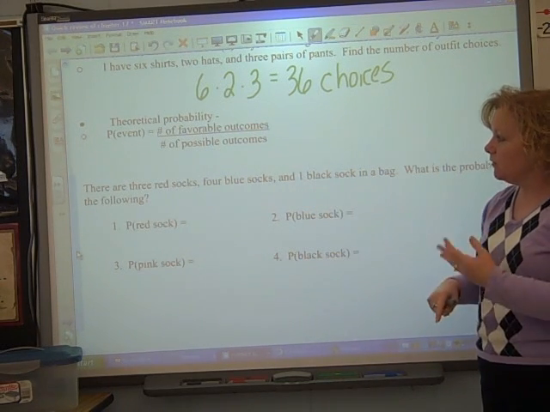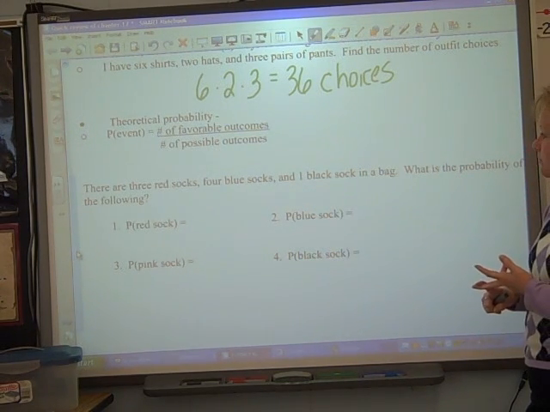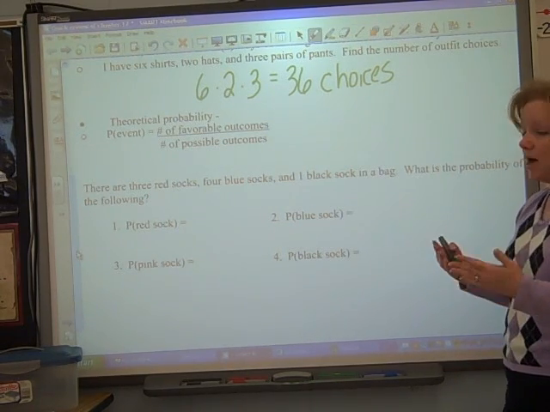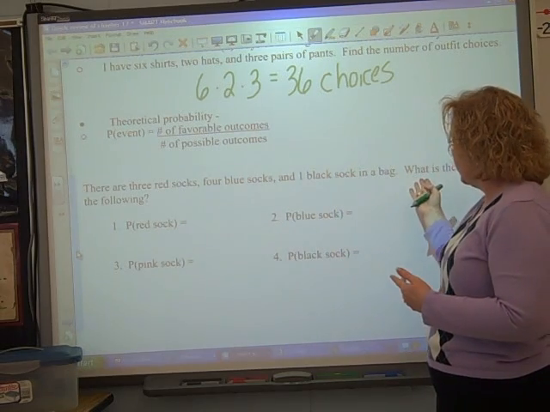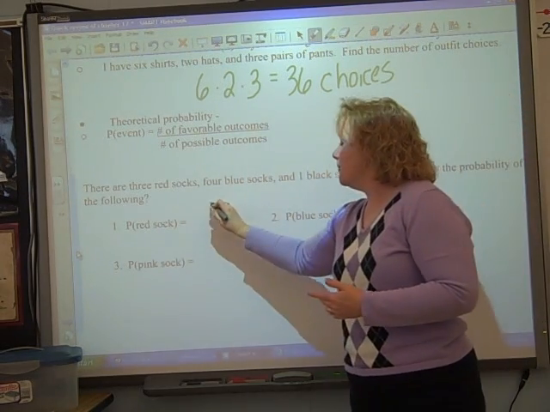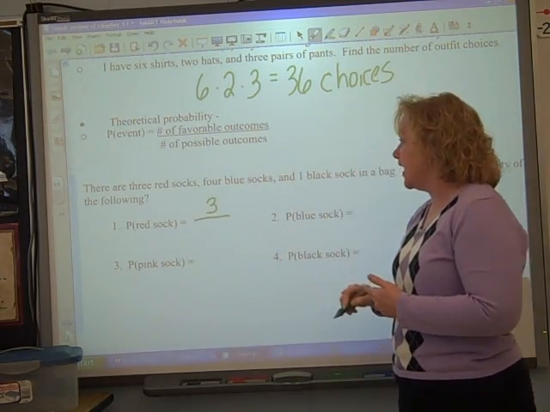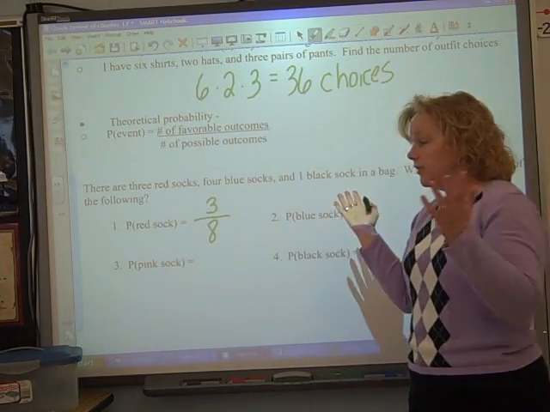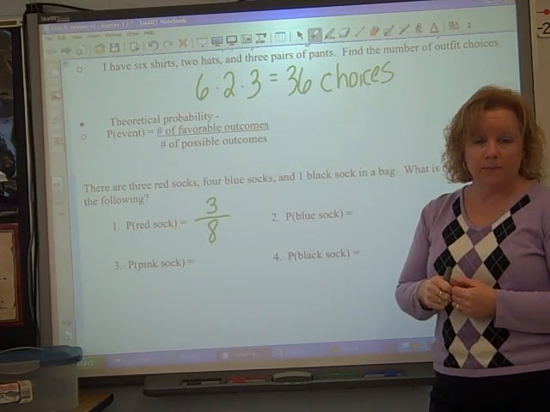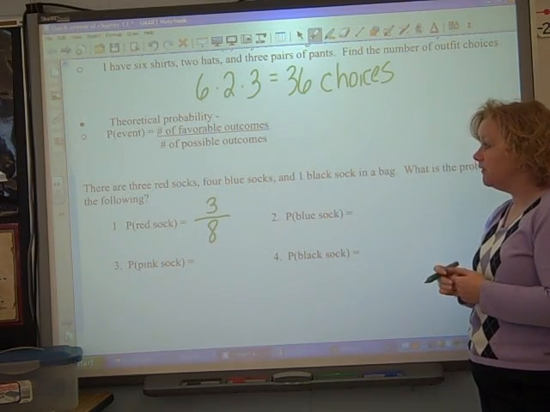So if I have 3 red socks, 4 blue socks, and 1 black sock in a bag, what's the probability of the following? So the probability of pulling out a red sock. So how many red do I have? 3. How many socks do I have all together? 8. So that's it. That's your answer. You're done. Okay?